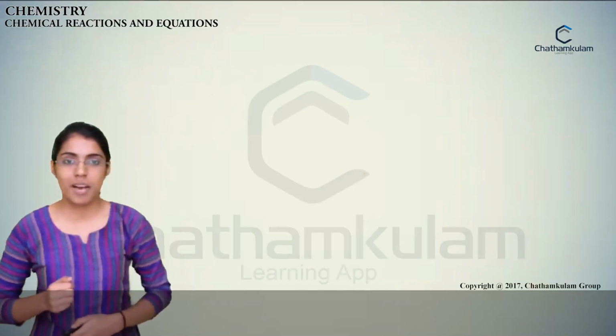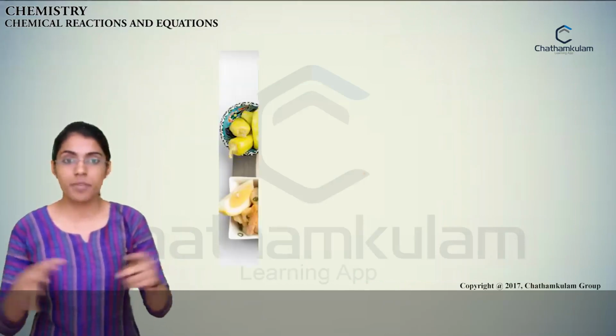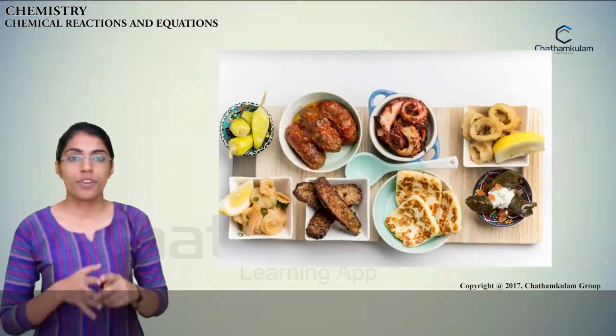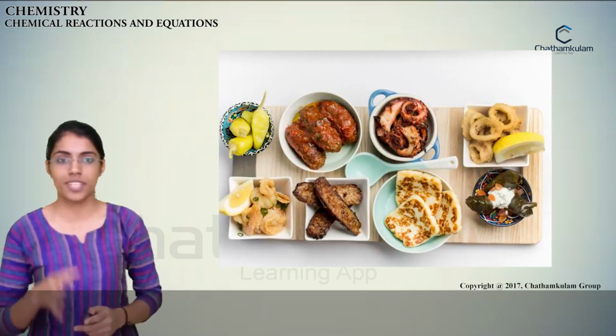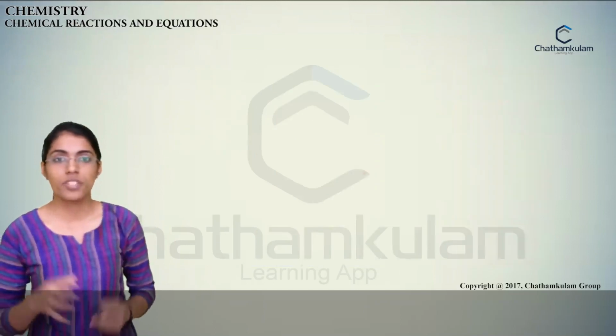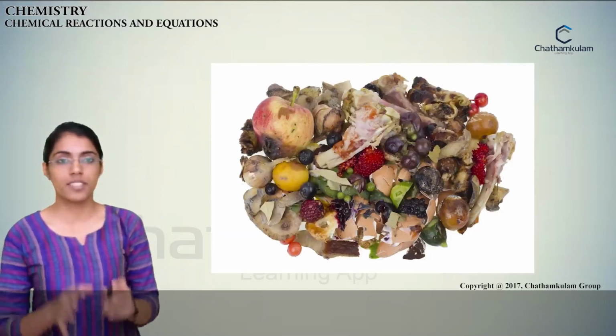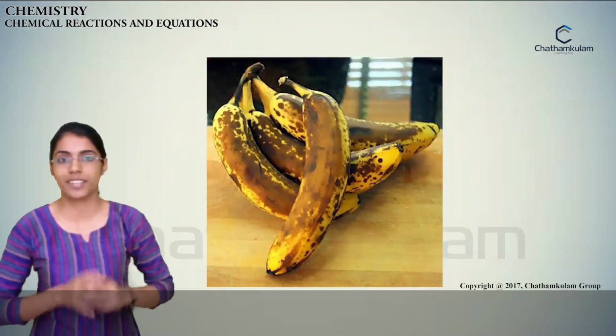Let's take another example. If we keep some food items on the table for 30 or 40 days, what will you observe after that many days? The food gets rotten. It's all because of the chemical reactions that are happening.